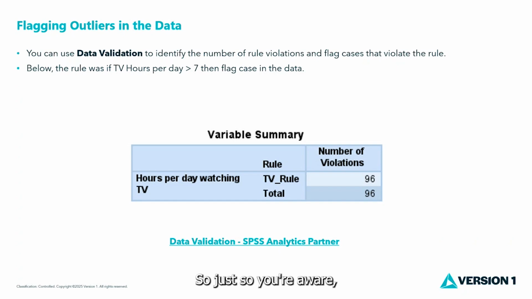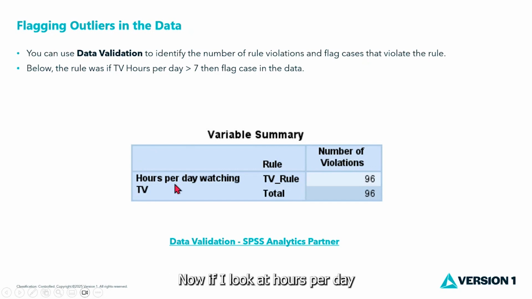So just so you're aware, you can flag outliers in your data as well. We wouldn't remove them from the data, but at least you know where they are. And you can use a procedure called data validation. So this is on the Data menu. This will allow you to identify the number of rule violations and flag cases that violate the rule.